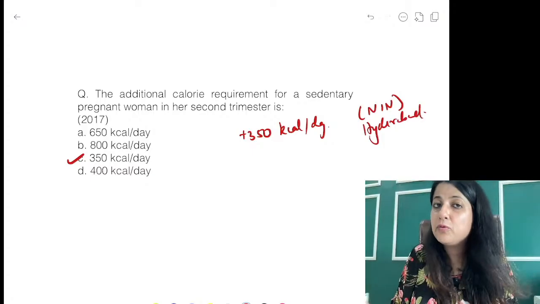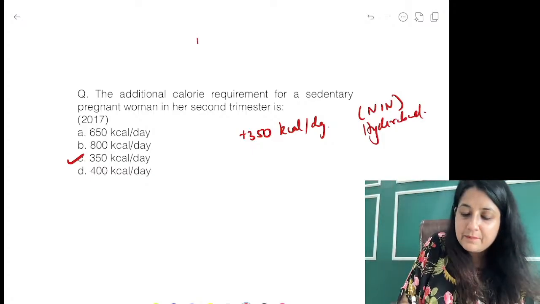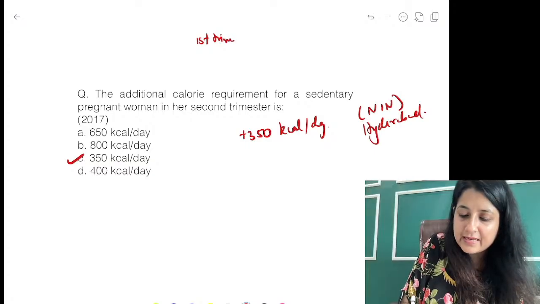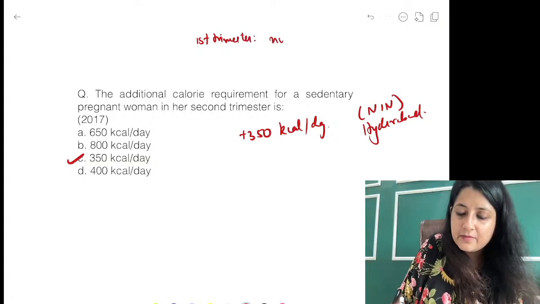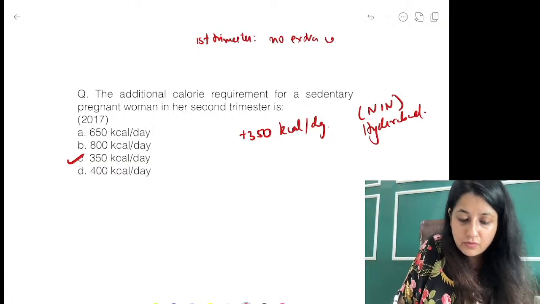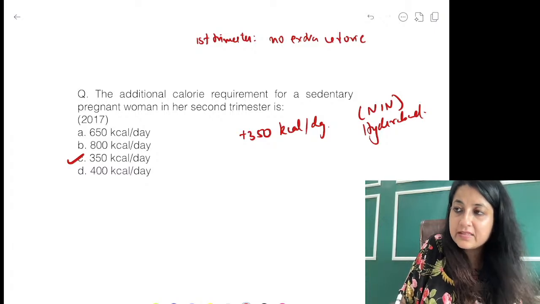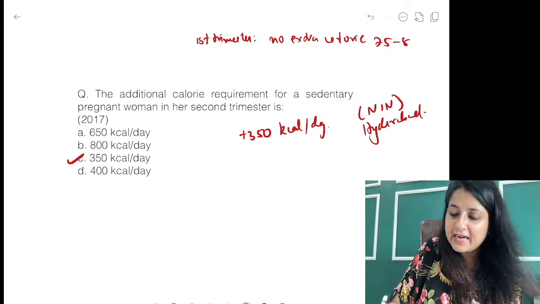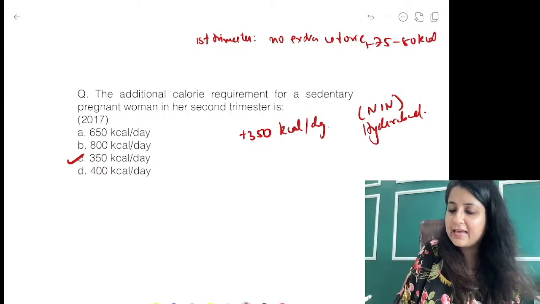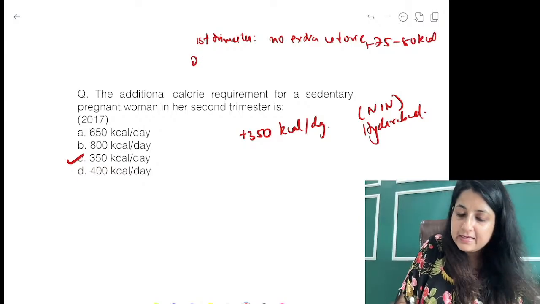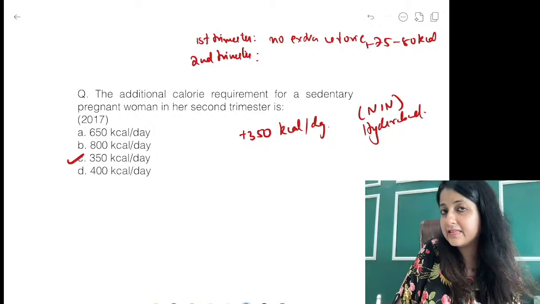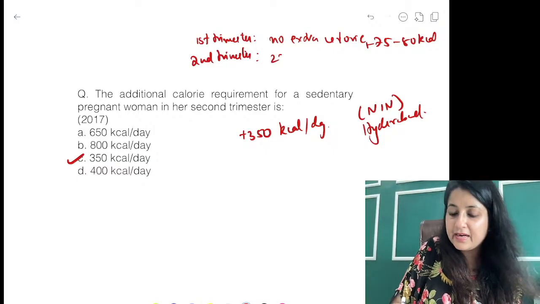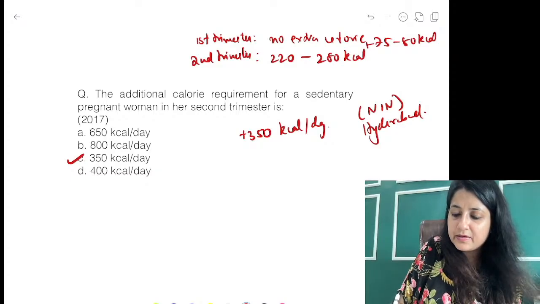But if someone asks you trimester-wise, please remember: in the first trimester ideally no extra calories, or I could say it is very, very less, 75 to 80 kilocalories plus per day. Second trimester, it's in the range of 200s, guys, 220 to some 80 kilocalories per day.